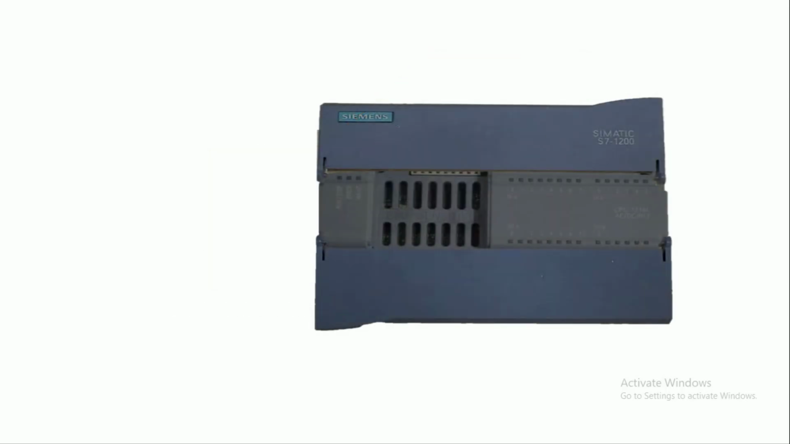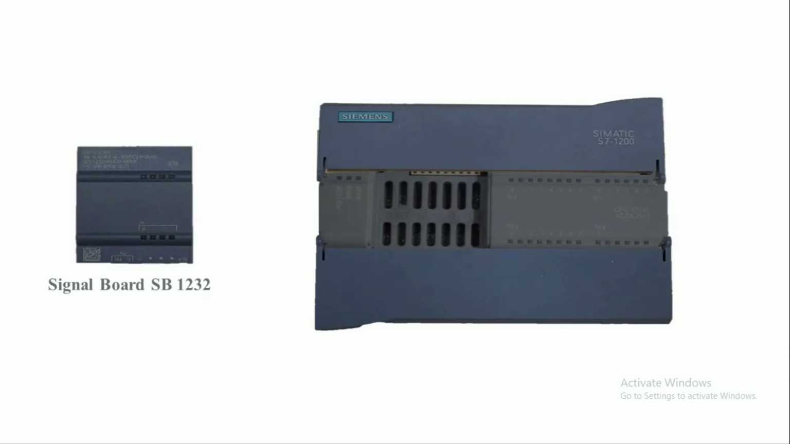The PLC S7-1200 1214C AC/DC/relay has no inbuilt analog output, so we will use a signal board whose model number is SB1232. This signal board features one analog output channel supporting current signal 0 to 20 milliamps or voltage signal 0 to 10 volts DC. You can use either the 0 to 20 milliamp current signal or the 0 to 10 volts DC voltage signal, depending on which type of device you are connecting to the signal board.